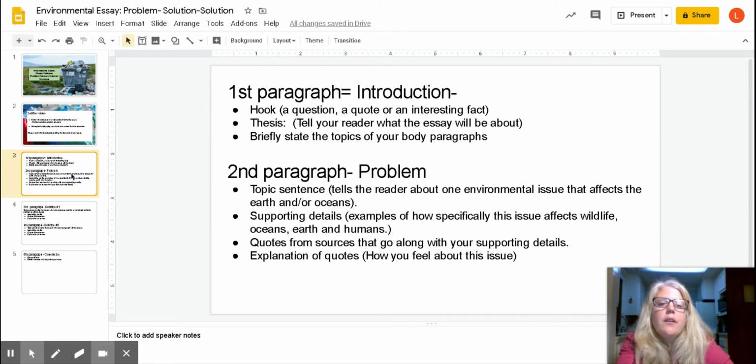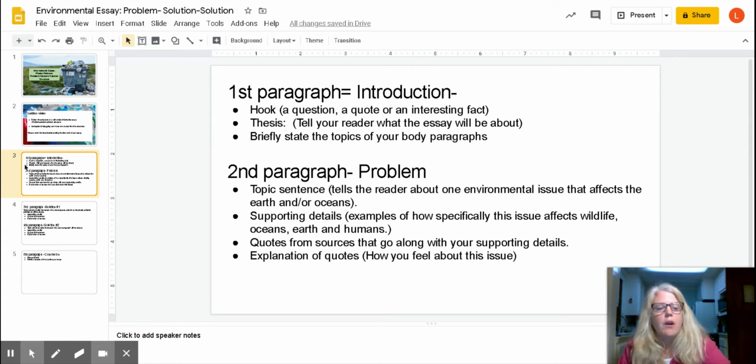So that's really telling your reader what your essay will be about and briefly stating the topics of your body paragraphs. So you would make a general statement about the problem of plastic pollution and briefly state the topics of your body paragraphs. So you're going to let your readers know we're going to be first talking about the problem of plastic pollution. Then we're going to be talking about two solutions that have been proposed for addressing that problem.